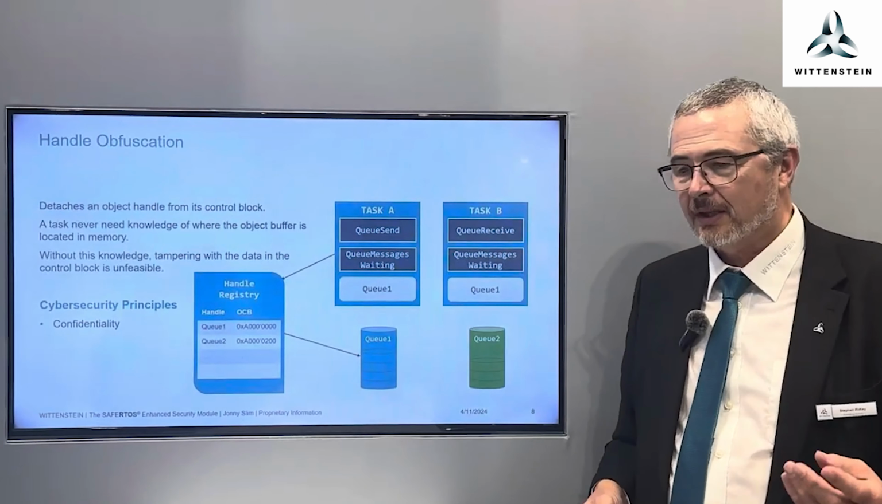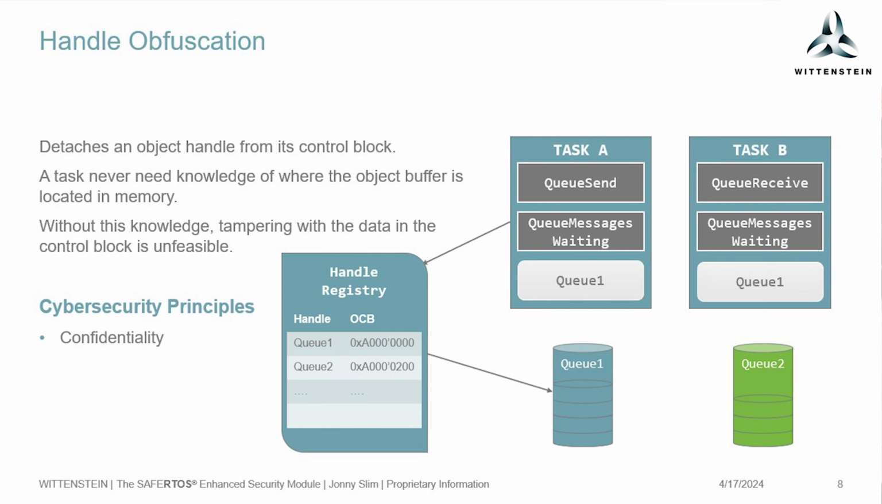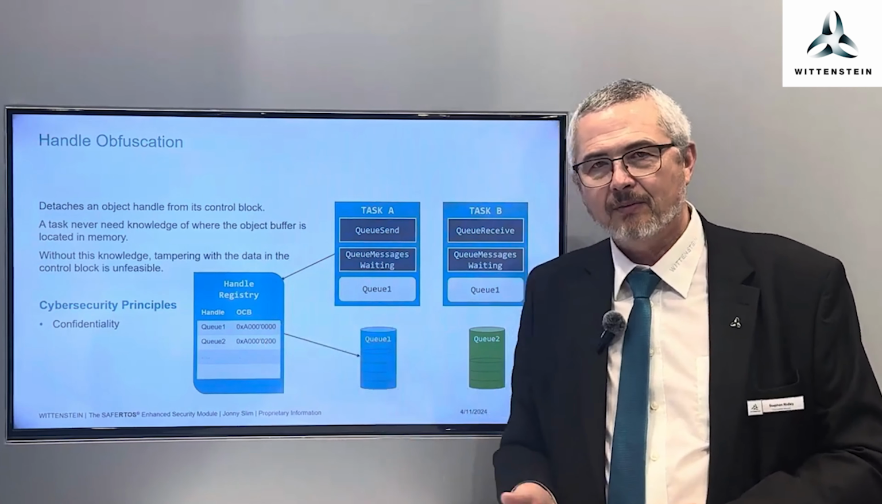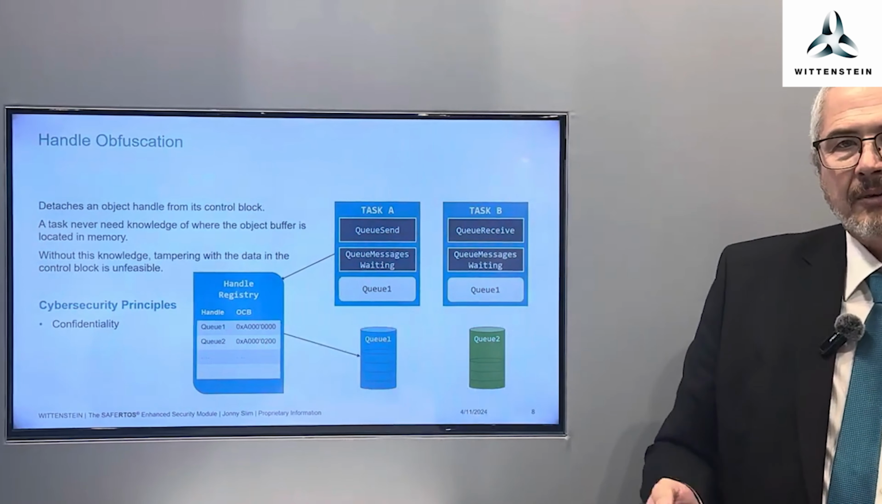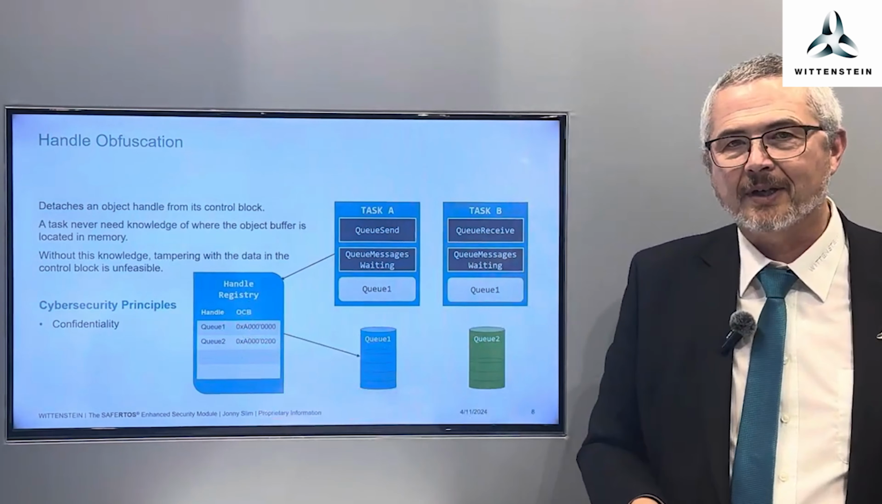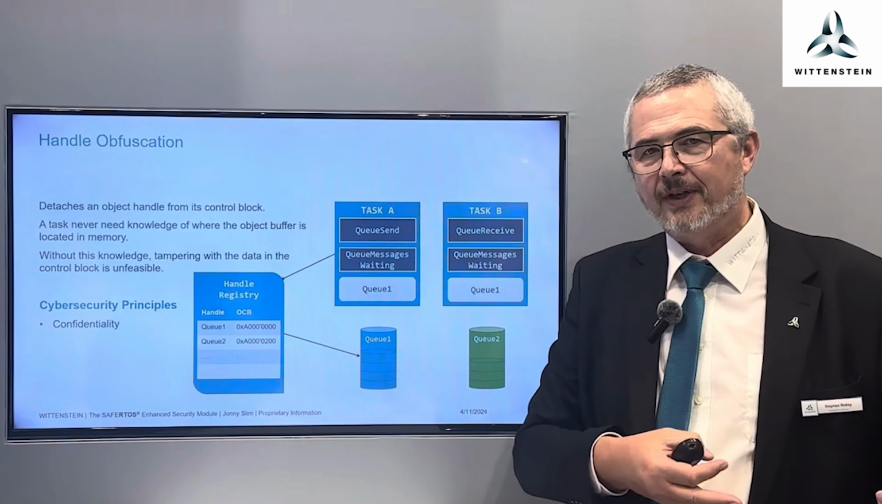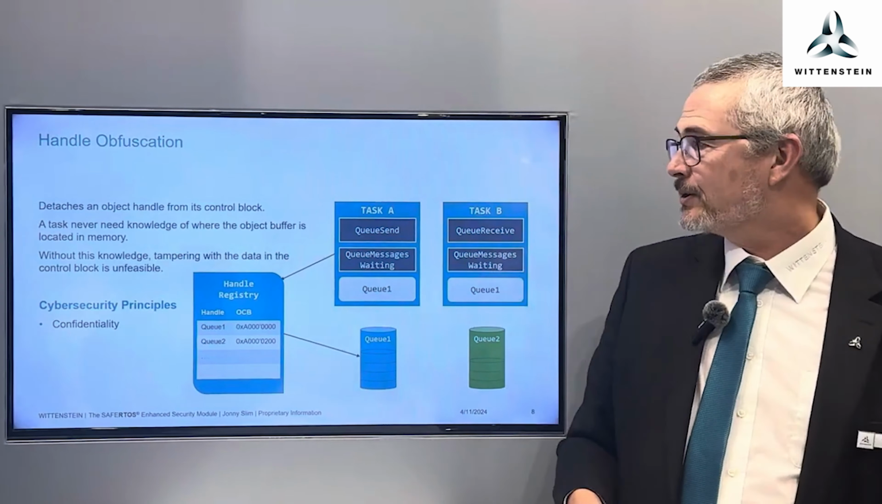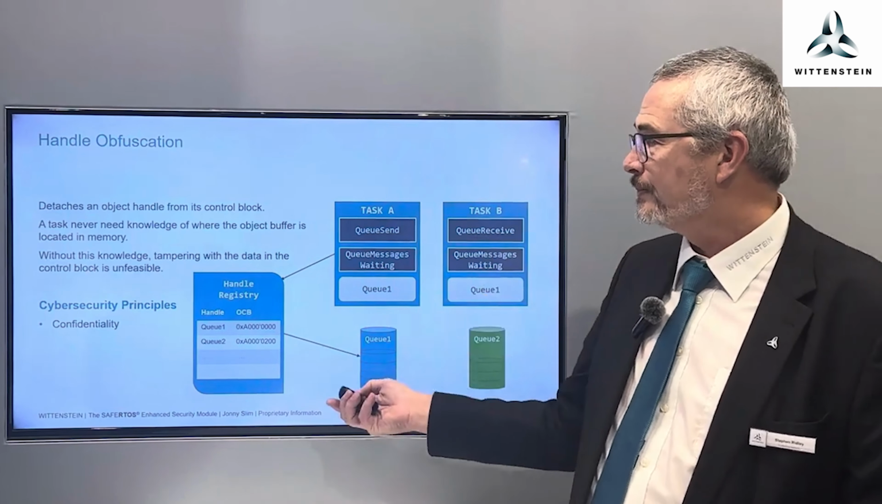And as I said earlier, with regards to handle obfuscation, breaking that link between physical addresses and the real object handles which are provided to the application to reference tasks and queues and things, provides an extra layer of security. So there is a handle registry within the ESM, which is to do with converting the public handles into private handles so that the RTOS deals with that as we go through.